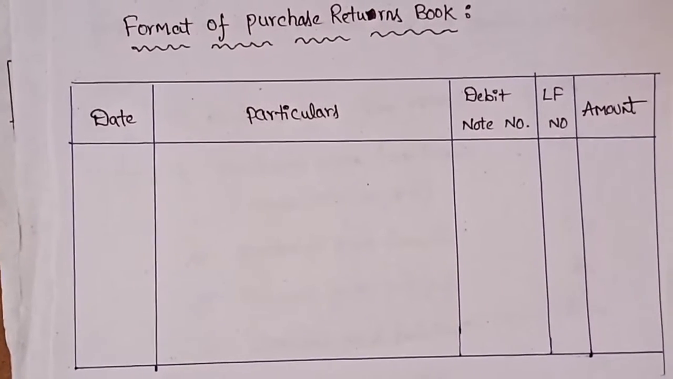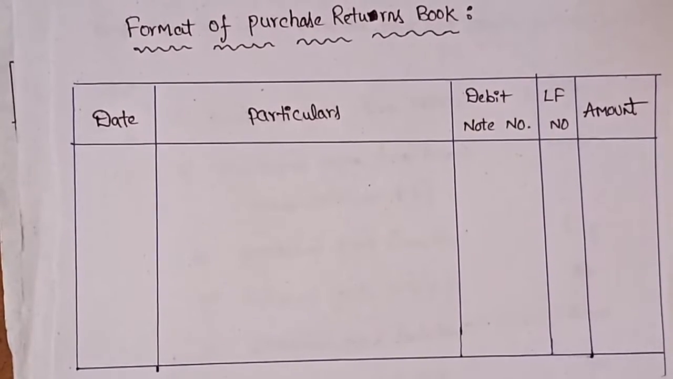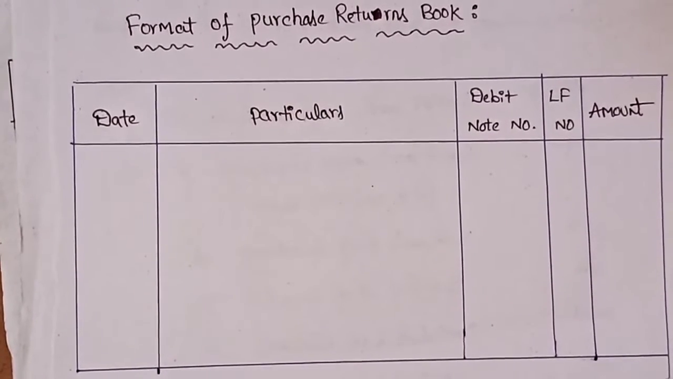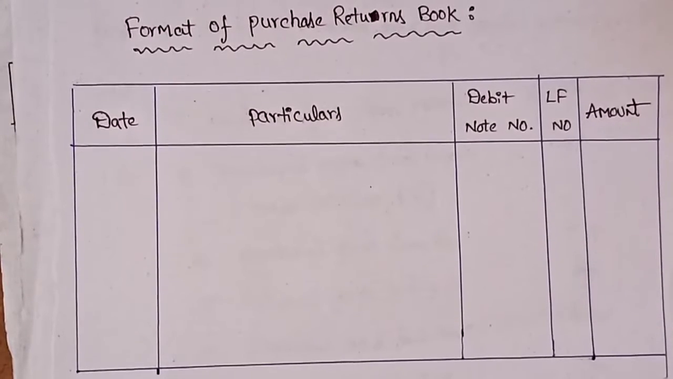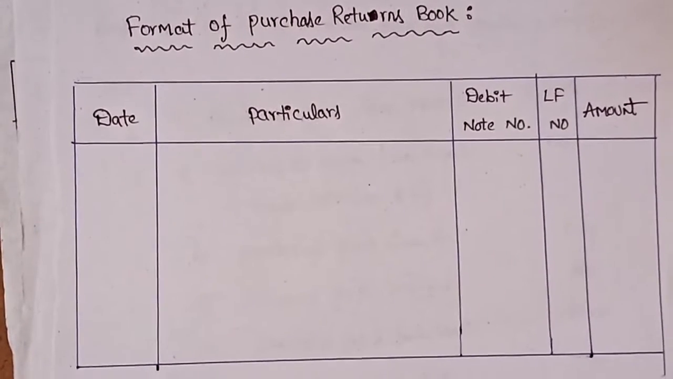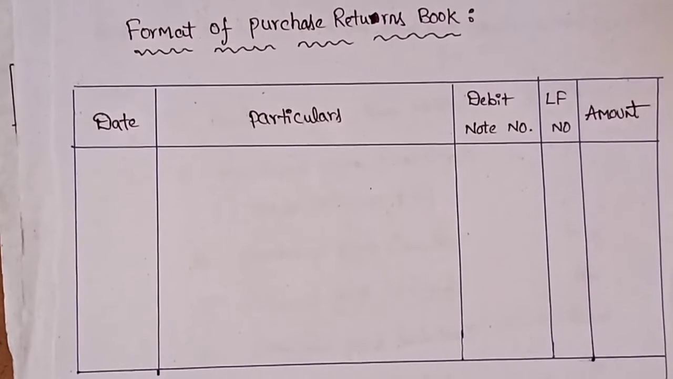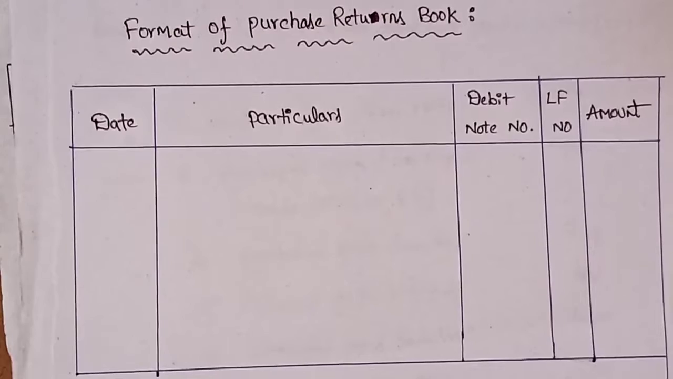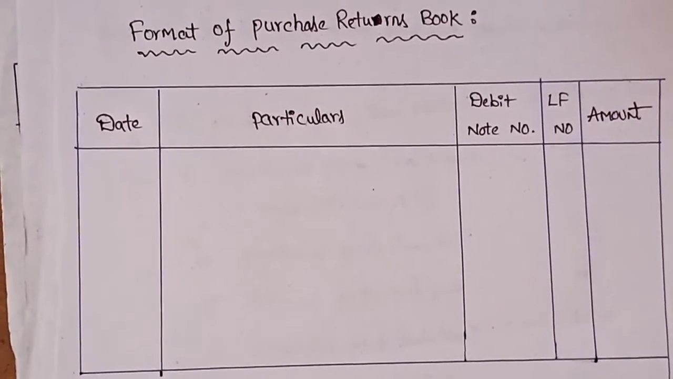In date we record the date of the transaction, and in the particulars column we record the supplier name. Debit note number, in this column we record the serial number of the debit note. LF number, the page number of the ledger book. Next, amount column. In this column record only the amount of the transaction. This is the format of purchase returns book.